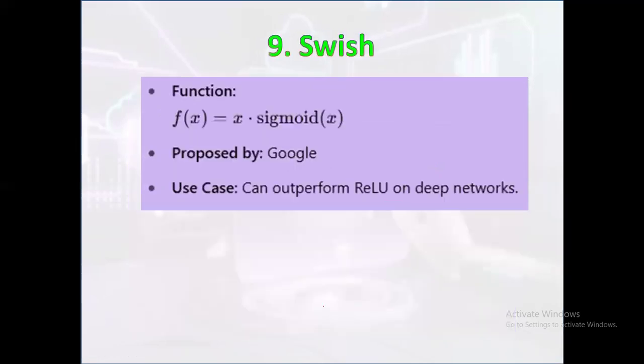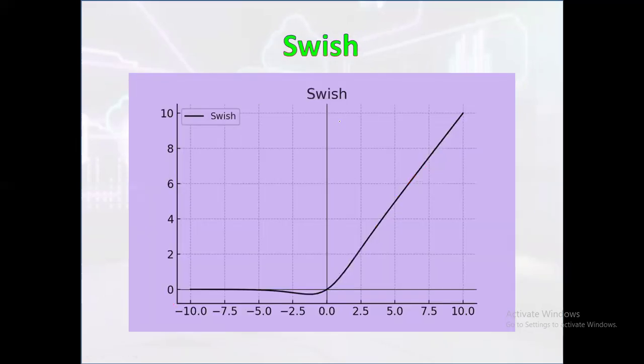Next function is Swish. This function is given by x times sigmoid(x). Its graph shows a gentle curve that varies only slightly for negative inputs, and it grows almost linearly for positive values. Unlike ReLU, Swish does not abruptly zero out negative inputs, which allows a richer gradient flow and better learning in deeper networks.